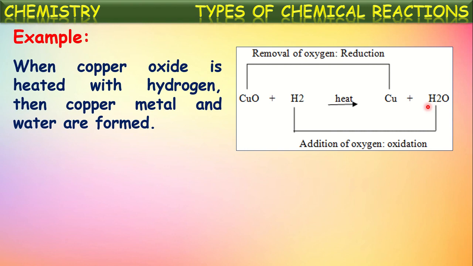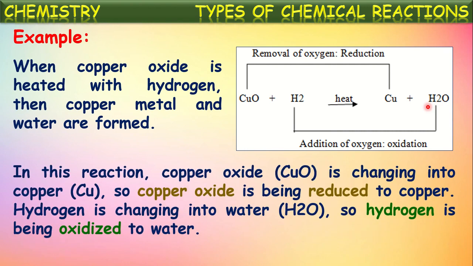Now in this reaction, let us see which is getting oxidation and which is getting reduction. So in this reaction, copper oxide is changing into copper. So what is happening here to the copper oxide? Copper oxide is losing oxygens to form pure copper metal. That loss of oxygens is called reduction. So we can say copper oxide is being reduced in this reaction. Copper oxide is reduced to copper.